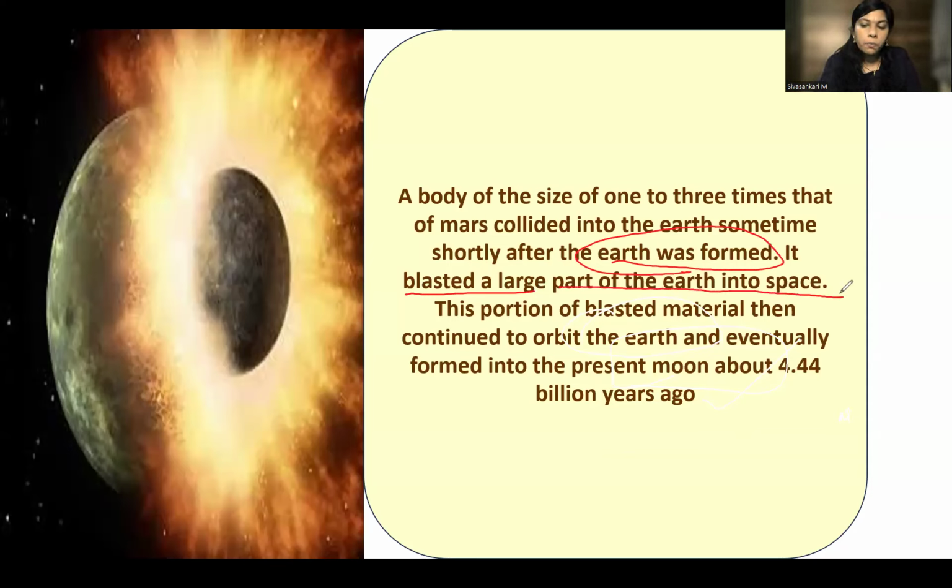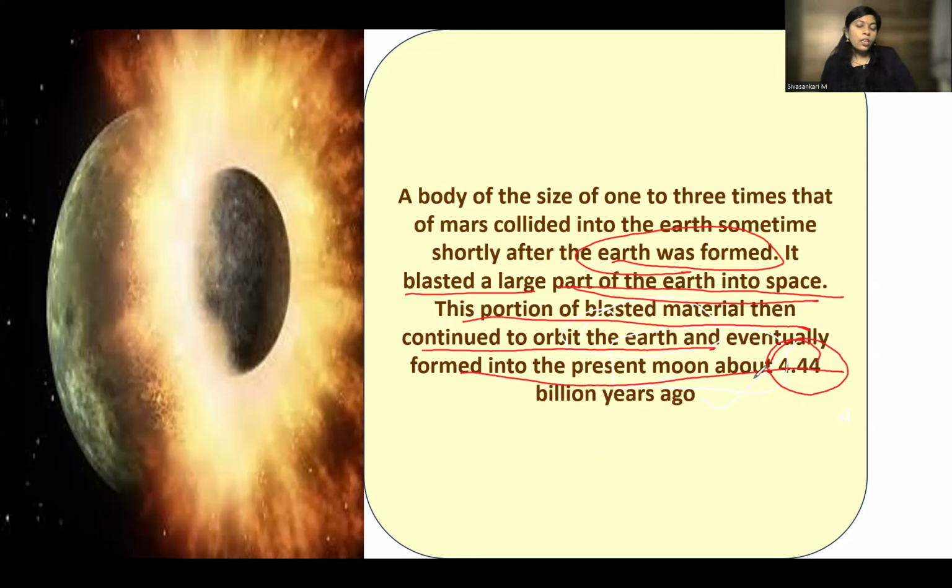Large parts of the Earth were thrown into space. So it broke, we can say. It came and dashed over the Earth, and once it dashed, part of the Earth got segregated, split, and went into space. This portion of blasted material then continued to orbit the Earth. So this material from the Earth started to rotate around the Earth, and eventually it formed into the present moon, and it happened around 4.4 billion years ago.